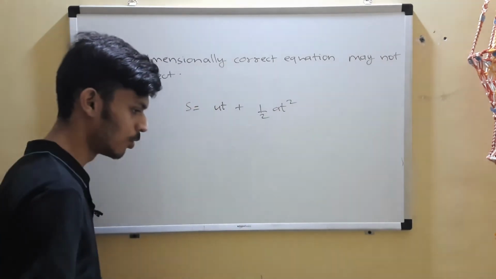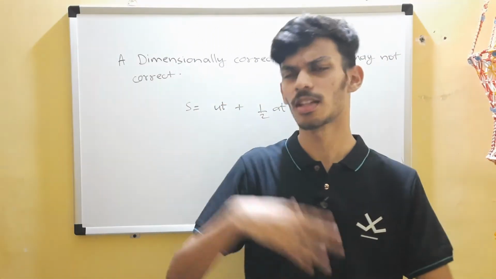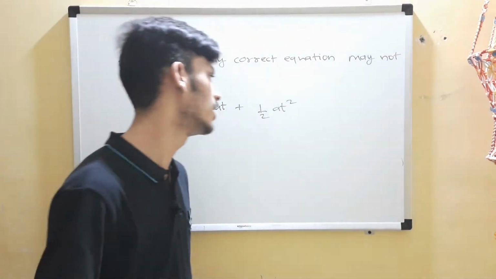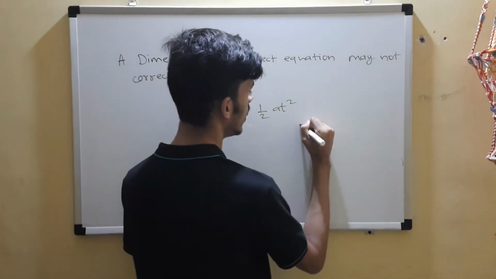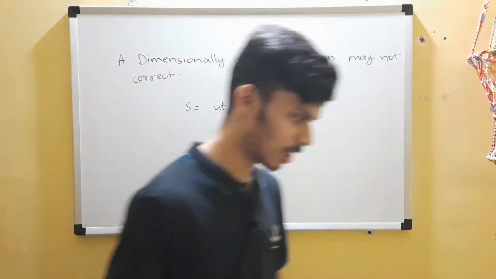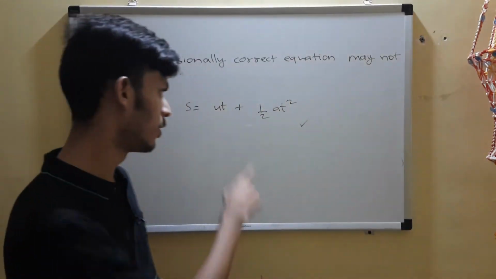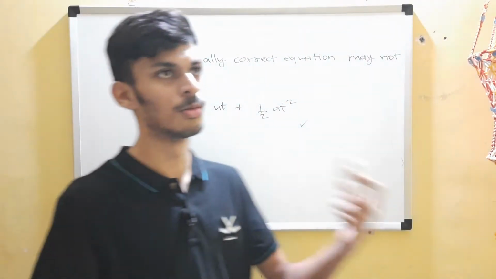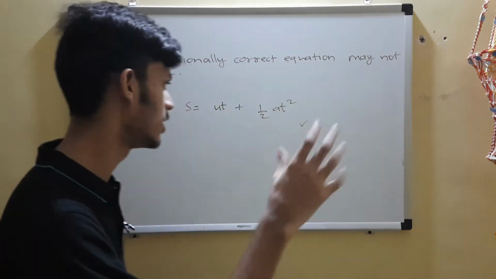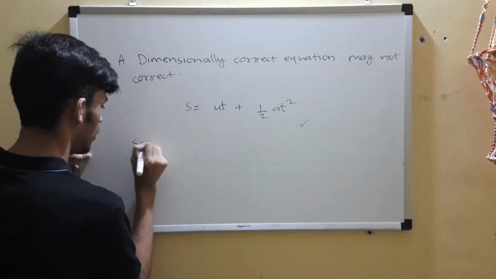So s is equal to ut plus half at square. In the previous class, we had already discussed that this equation is dimensionally correct. But what I want you to do is to manipulate this constant, or you add in constants or dimensionless terms. Okay, so let's do that.